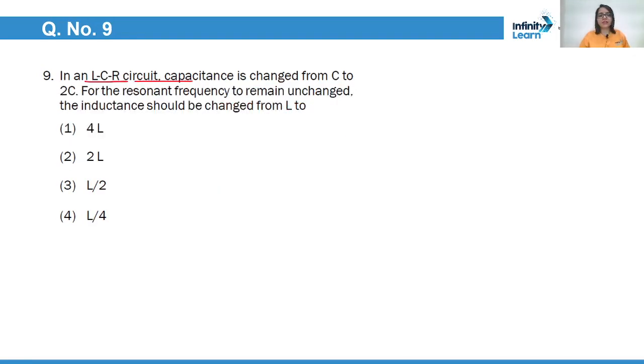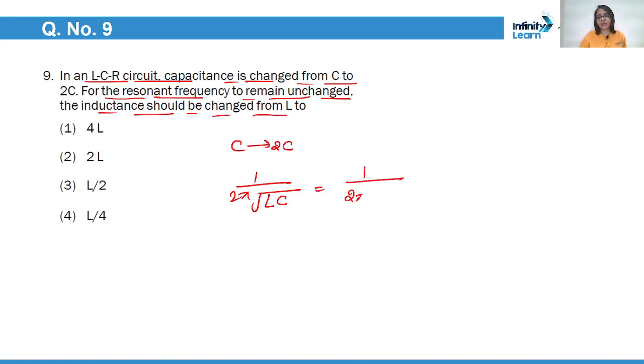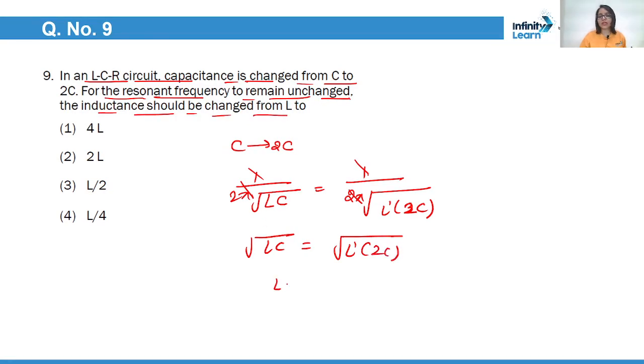Question number 9. In an LCR circuit, capacitance is changed from C to 2C. For the resonant frequency to remain unchanged, the inductance should be changed from L to what value? So resonance frequency is 1 upon 2 pi under root LC, right? And it should be same as that of the new value, 1 upon 2 pi, let's say new value is L dash and new value of C is 2C. Right, so this will cancel this will cancel this. So we have under root LC is equals to under root of L dash into 2C, square on both the sides. So LC will be 2C L dash and L dash will be L by 2, which is option 3.